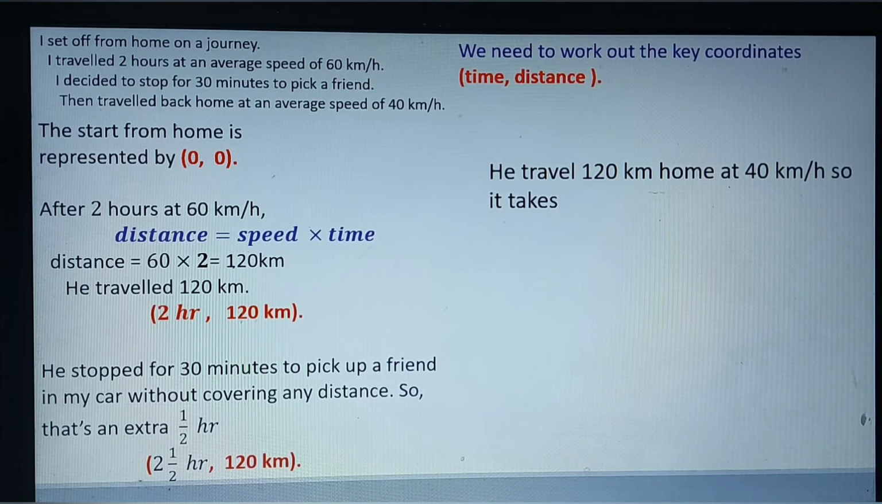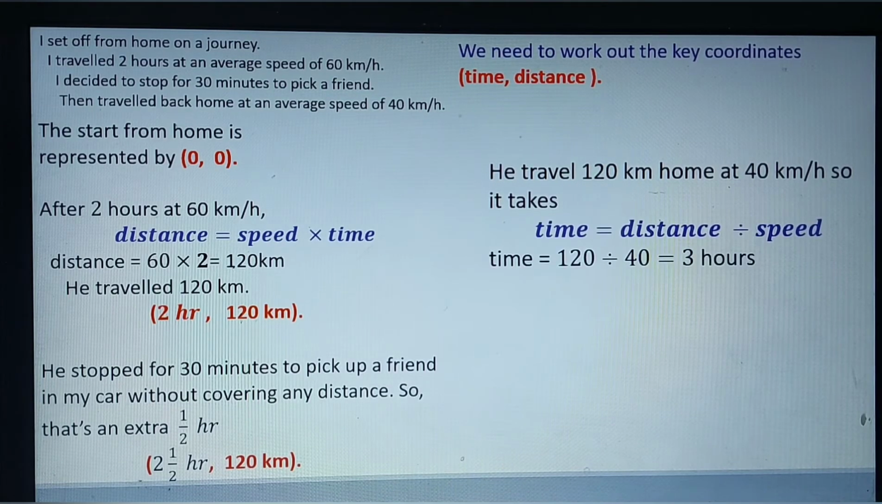Then finally, it traveled 120 kilometers home at 40 kilometers per hour. So it will take him time equals distance divided by speed. So to find the time, we do distance divided by speed. The distance is 120 kilometers and the speed to travel back home is 40. So that's 120 divided by 40. That will give you 3 hours.